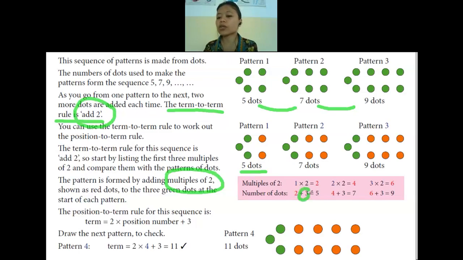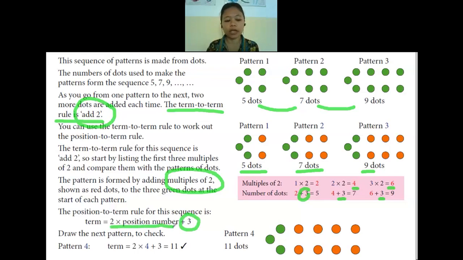And then I need to check for the second pattern. If it is the second pattern, the multiple of 2 will be 4. And then after I get 4, from 4 to 7, I need to add 3. And then I go to the third pattern. For the third pattern, the number 2, I need to multiply it by 3, it will be equal to 6. After I got number 6, I need to find from 6 to 9, what do I have to add? I have to add 3. So from here, we can see that in all of these, I have to add 3. And because this is multiple of 2, it will be 2 times position number.